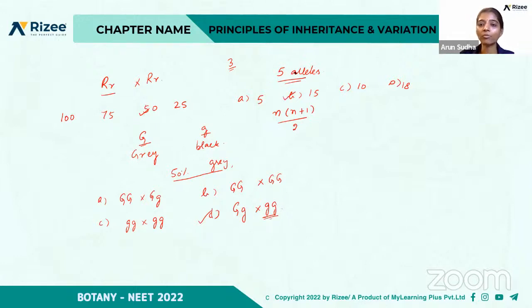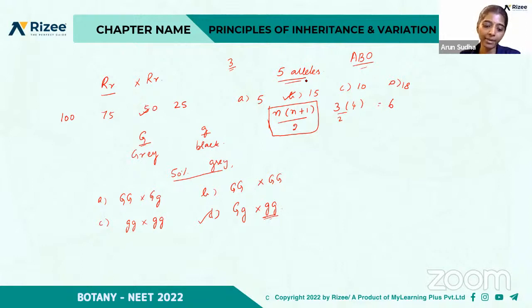For example, in the case of blood group, we saw that there are 3 alleles. So 3 into 3 plus 1, 4, right, by 2. So that is 12 by 2, so there will be 6 genotypes in the case of ABO blood grouping. So this is the formula to find out the number of possible genotypes if the number of alleles is given: n into n plus 1 by 2. Okay, clear?